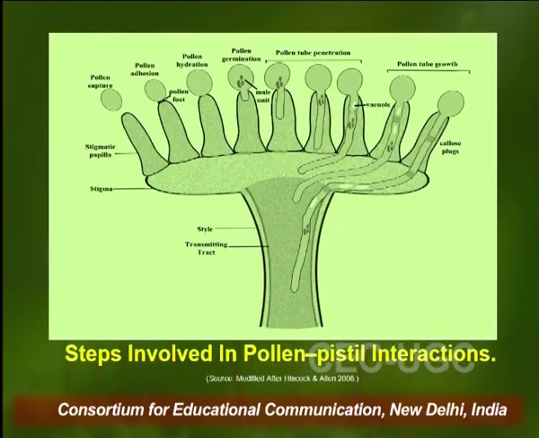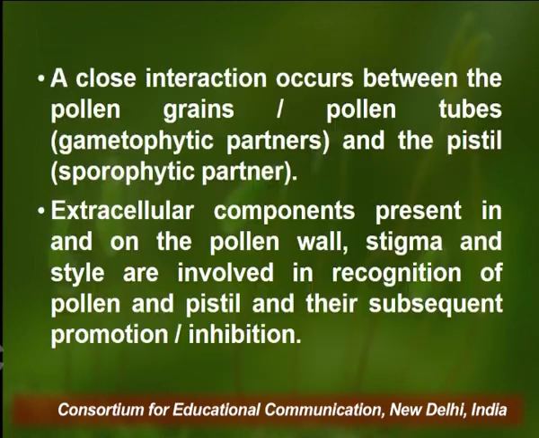Now, this is a very simple diagram which is elucidating all the steps involved in pollen-pistil interaction. So, the first step is when the pollen lands, then it adheres to the stigma, then of course it imbibes water, it gets hydrated, it puts forth a small pollen tube, and that is what we refer to as pollen germination. The pollen tubes elongate and then they enter the stylar canal, they reach the ovule wherein the embryo sac is present, and then of course they enter the embryo sac through one of the synergids, and then the fertilization takes place.